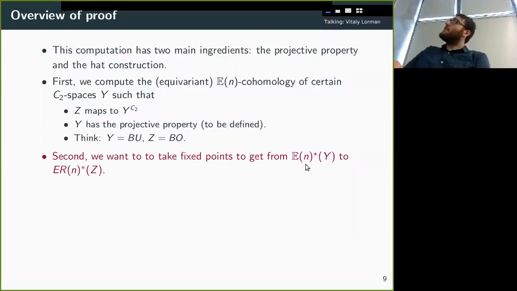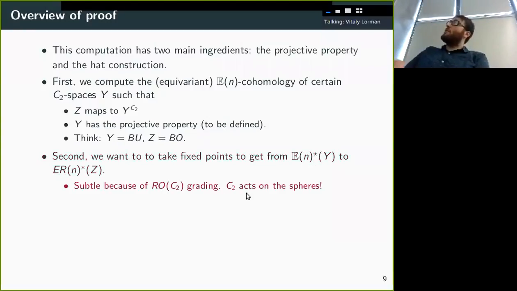And then the idea is, once we have the equivariant En cohomology of these spaces Y with projective property, like BU, we just want to take fixed points in each component to get to the ERN cohomology of Z. If I take the fixed points of equivariant En, then we get ERN. If I take the fixed points of Y, then I can map that over to Z. But of course, the subtlety here is that the equivariant En cohomology of Y is bigraded. It's RO(C2) graded. So our group also acts on the spheres. It acts on the star coordinate over here. And so taking fixed points isn't so easy because we also have an action on the spheres.